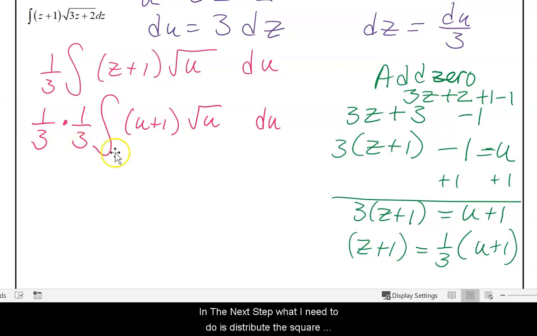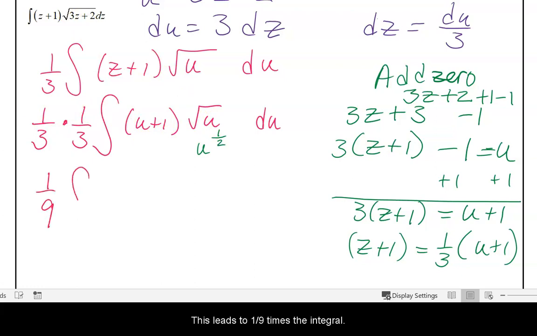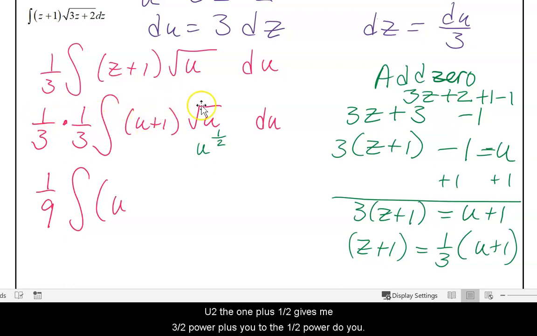In the next step, what I need to do is distribute the square root of u over the binomial factor u plus 1. I can think of the square root of u as u to the 1/2 power. Then, since the bases are both u, I can add their powers. This leads to 1/9 times the integral of u to the 1 plus 1/2 gives me 3/2 power plus u to the 1/2 power du.